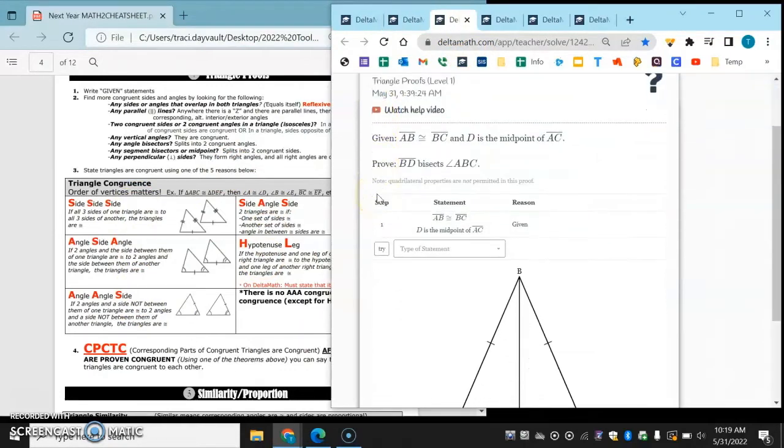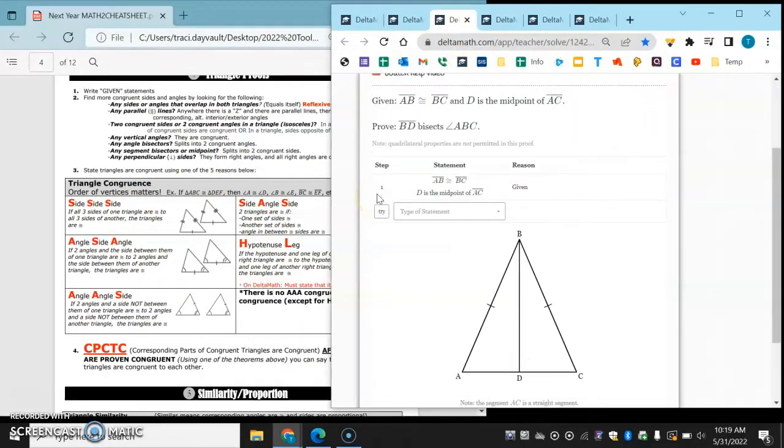Let's do another example. We have that AB is congruent to BC. We've got D is the midpoint of AC. And then this isn't like yesterday where we're just proving that two triangles are congruent. We're going to need to take it a step farther, prove BD bisects ABC. So overall, I'm trying to prove that BD, this line right here, bisects this angle. So I'm trying to prove that those two angles are congruent.